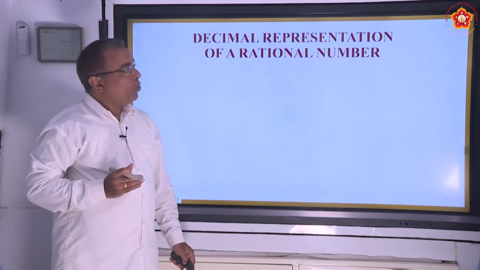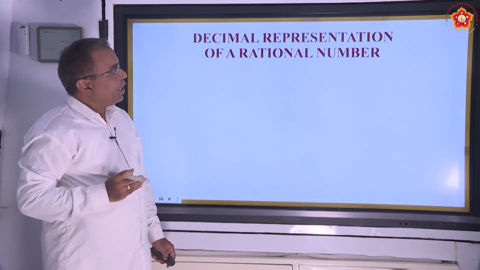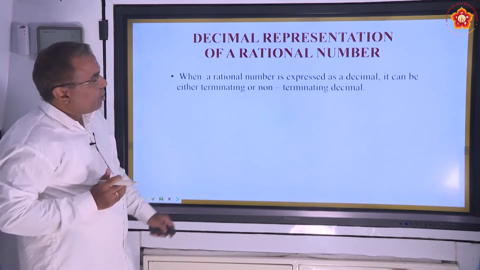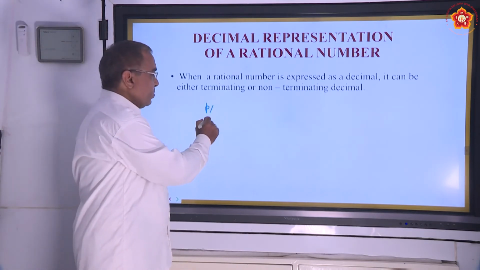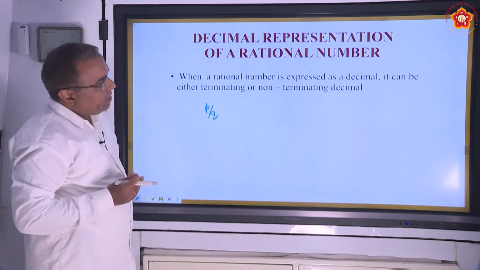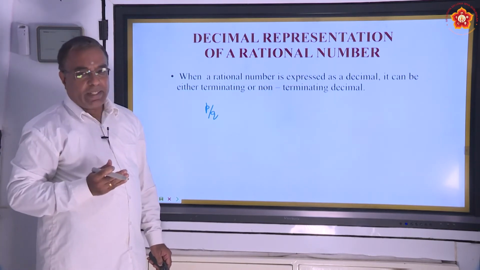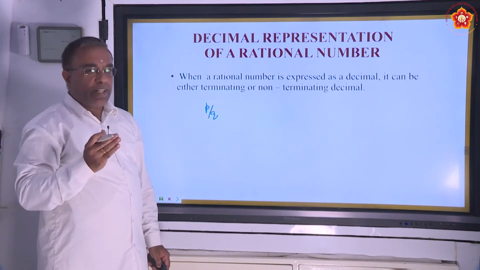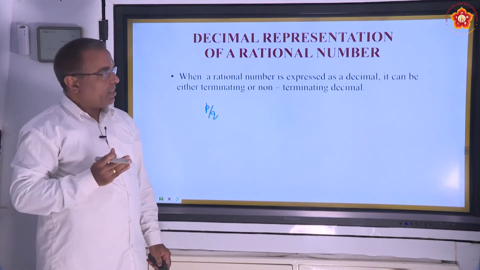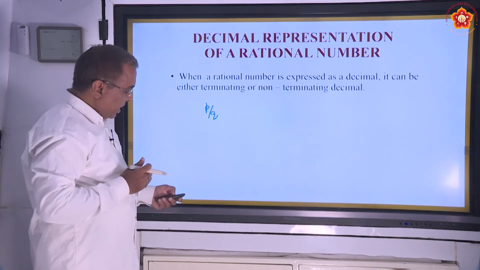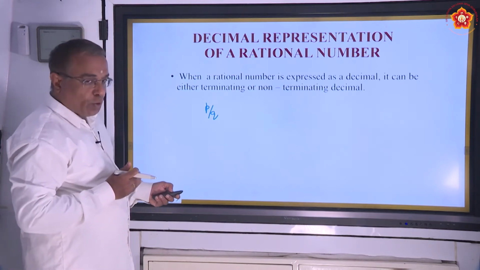Now, let us see how to represent a rational number in the form of a decimal. Suppose we have a rational number of the form p by q. It can be either terminating or non-terminating. Terminating means what? After the decimal point it will come to an end. Non-terminating means it will continue. Let us see. I will give you some examples also. Let us see.